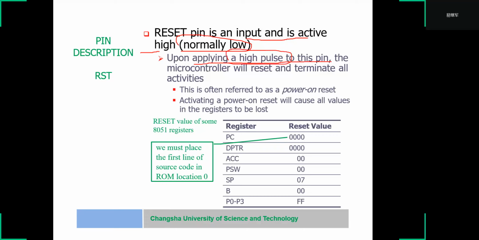After the microcontroller is reset, the registers will lose their values and become zero, except SP, the stack pointer, which becomes 07, and P0 to P3 become FF. Other registers will be zero.